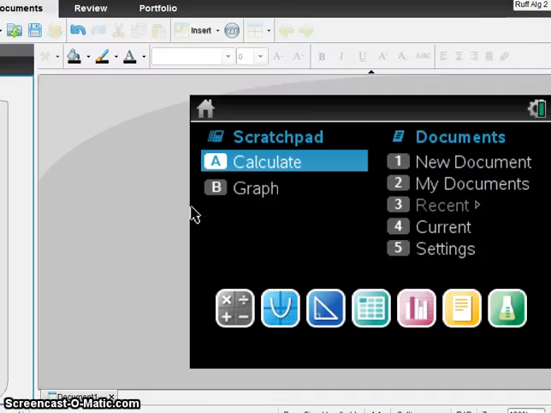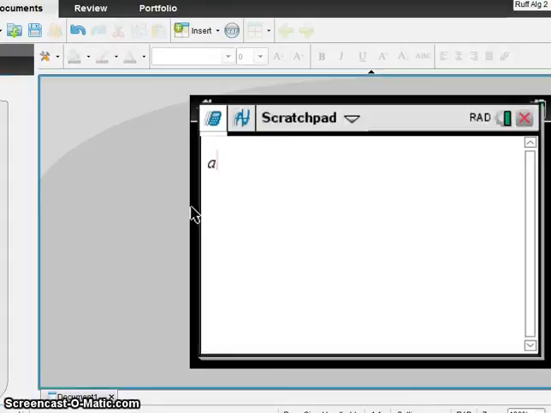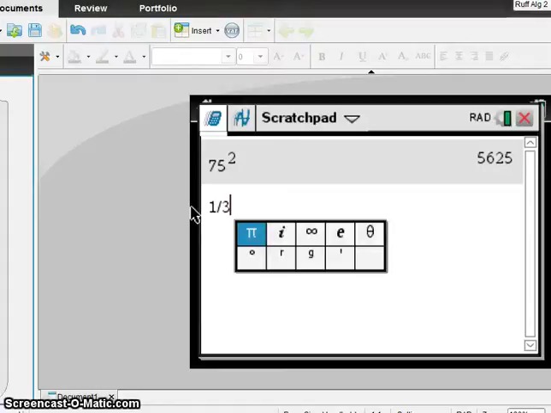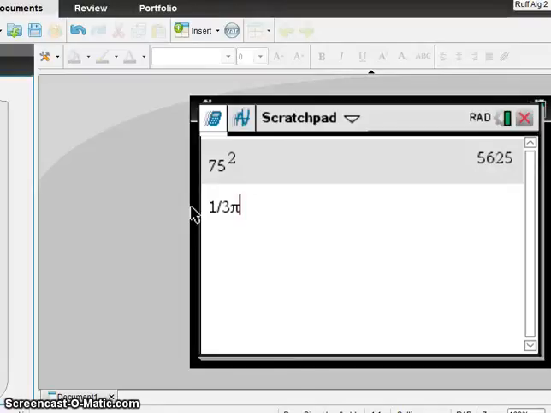I would like you to at least do this in pieces. Don't just type in the whole thing. So I want to do 75 squared by itself, and that's 5625. Then we can type in the 1/3. Pi on these is down in the left bottom. You click that and this little menu pops up, and then you hit enter and there's your pi. Then you can go up and highlight that number and press enter, and then it'll copy down, and then we can do times 225, and hit enter.